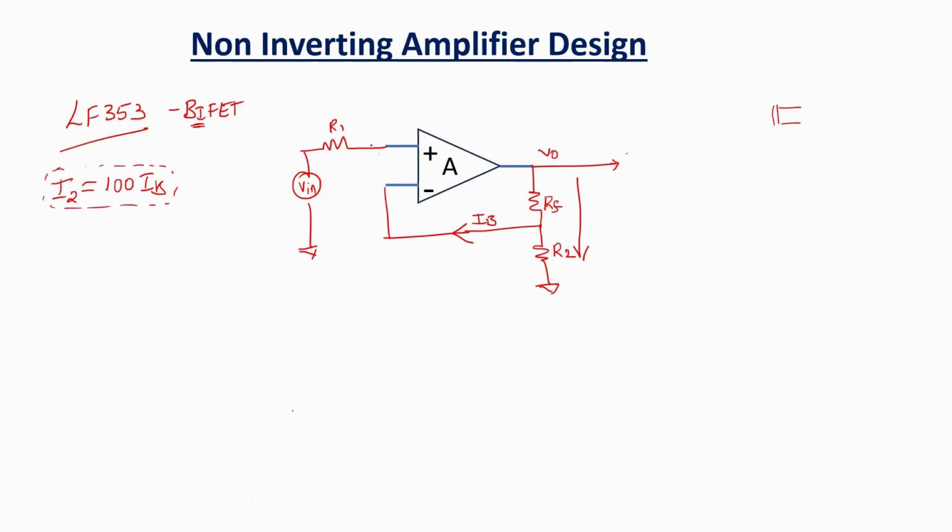Let us consider this is IB, and this is also IB. This is the input bias current. Here the terminal is called V1. Here the terminal is called V2, and this is the input. This input goes to a MOSFET here. So this is made up of MOSFET. That's why it's called BIFET.